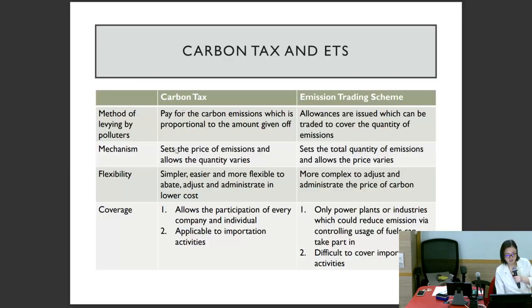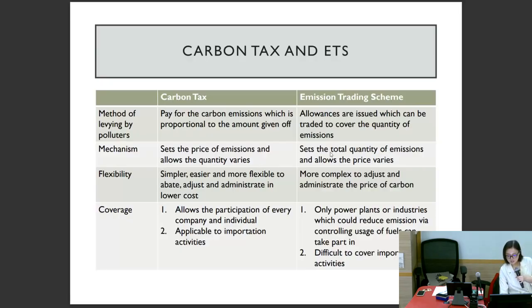Mechanism. So carbon tax sets the price of emissions and allows the quantity to vary. So the quantity would be the quantity of emissions. So I think for the carbon tax, in the early times when it is enforced, the carbon tax should be a lower price, okay, and then see how the result is, and the government will adjust the price, or I should say adjust the level of the carbon tax.